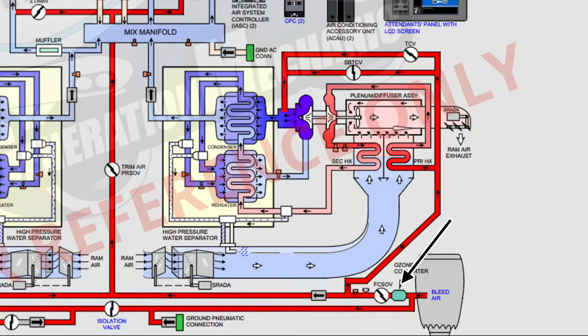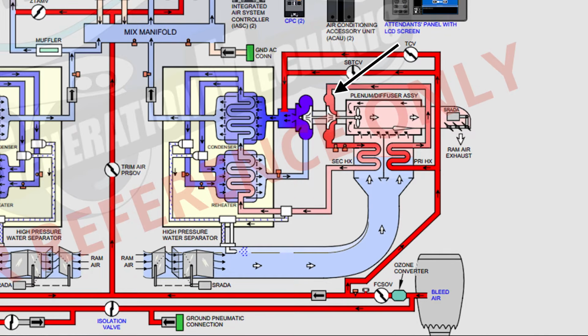If the bleed air is ozone free, we move further upstream, and here we see the FCSOV or flow control shut-off valve. The FCSOV controls bleed air to the air conditioning system. Then, if we move further upstream, we see the primary heat exchanger. This heat exchanger cools the bleed air before it enters the compressor section of the air cycle machine.